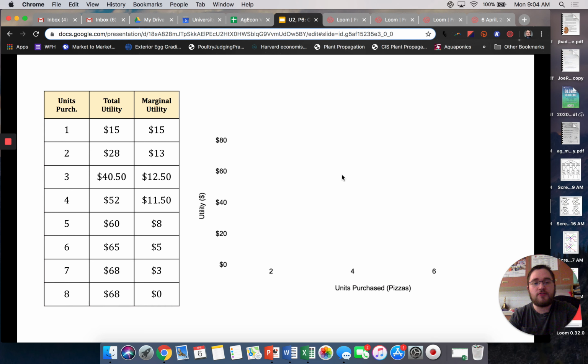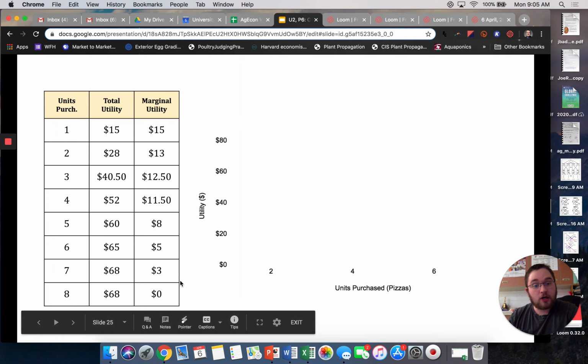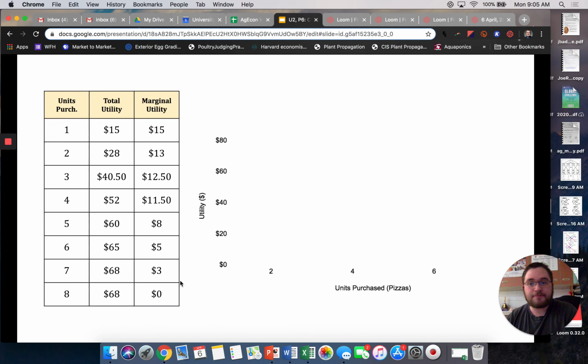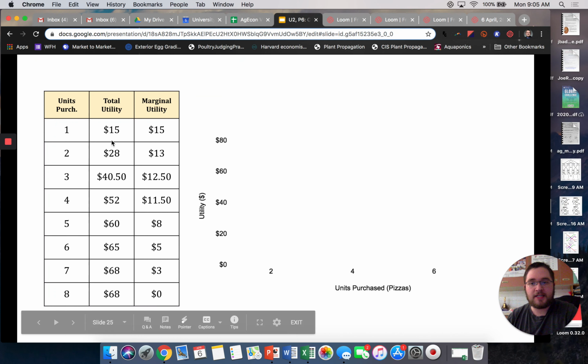Step 1, calculate our marginal utility. Still got some fruit smash stuck in my mouth. Sorry about that. So the first marginal utility is obviously going to be 15 because we're starting at 0. But for unit 2, when we buy 2 pizzas, we are going to have a marginal utility of $13, because 28 minus 15 is $13. 2 minus 1 is 1. So we gain 1 unit, and in that 1 unit, we have a $13 change. Then $12.50, $11.50, 8, 5, 3, and 0. That gives you your marginal utility, and your total utility is going to be over here as well.